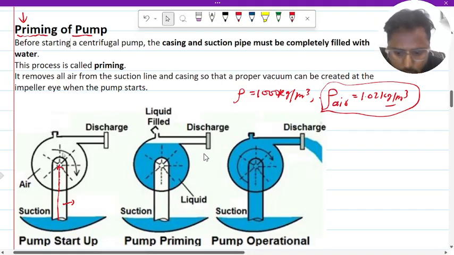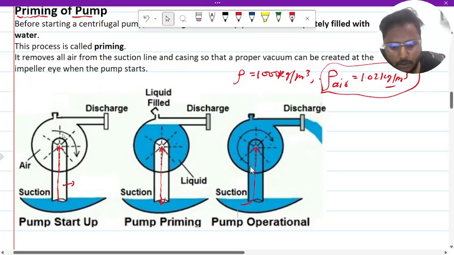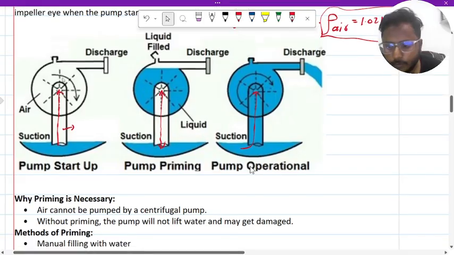It is in three stages. As you can see in the first diagram, there is no water in the suction pipe, and once we fill it from the priming valve, liquid is filled in the pump, then there is a connection between the sump and the pump. Then we can remove all the air from the suction pipe, the connection will take place, and the water will be supplied from the bottom to the top level.